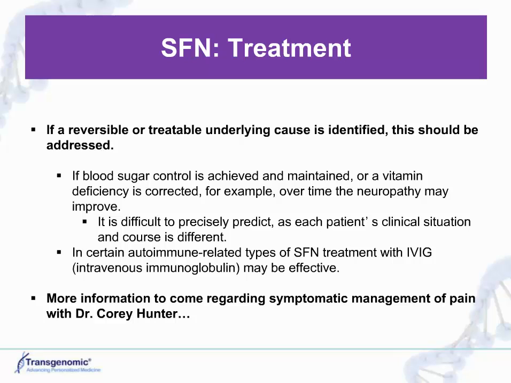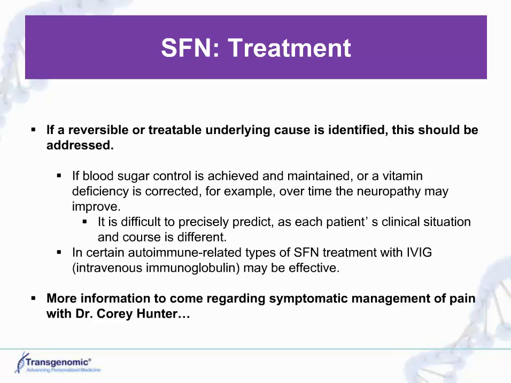In terms of treatment for small fiber neuropathy, if a reversible or treatable underlying cause is identified, then this should be addressed. For example, if blood sugar control is achieved and maintained in a patient who has diabetes or borderline diabetes, or if a vitamin deficiency is corrected in a patient who has a deficiency in a certain vitamin, then over time the neuropathy may improve. This is difficult to precisely predict as each patient's clinical situation and course is different.